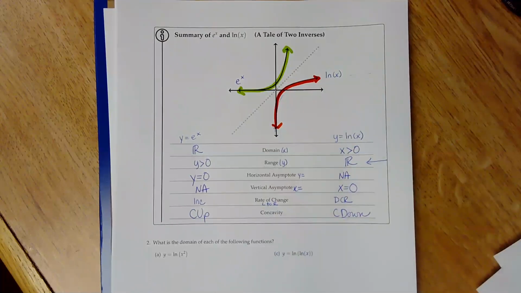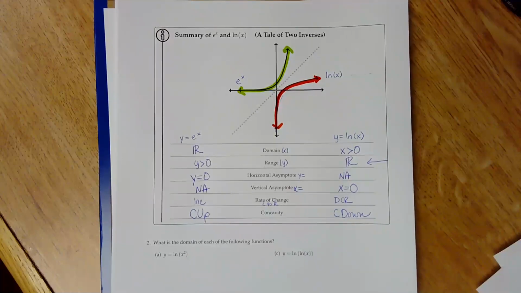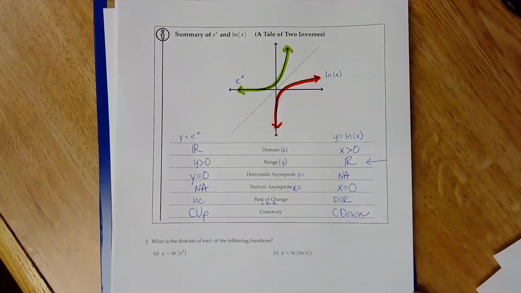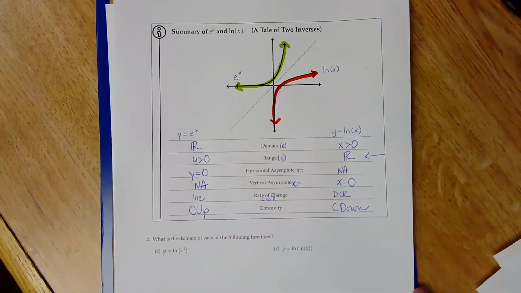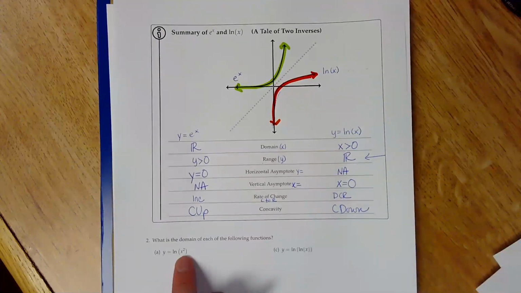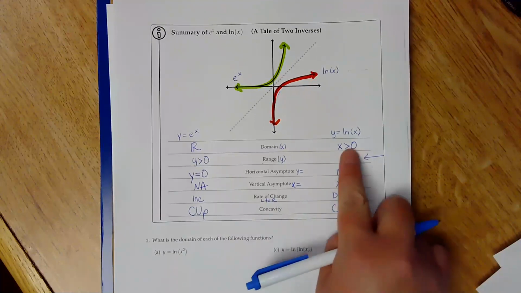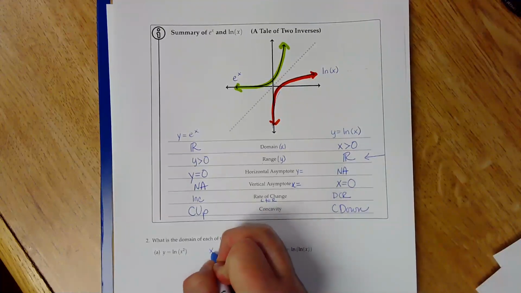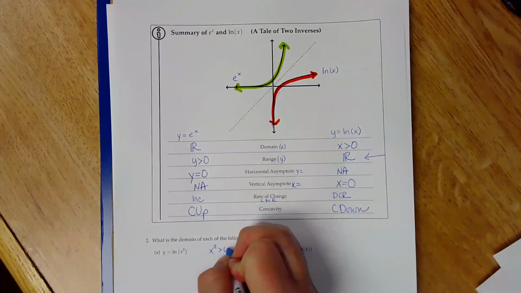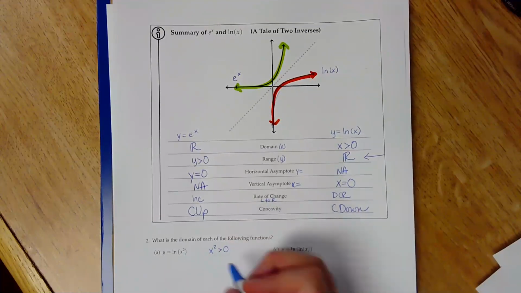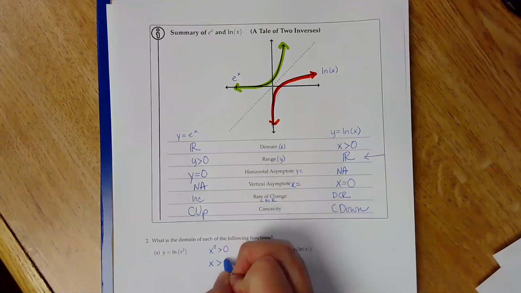And now we're going to use that information to figure out the domains of the following functions. So we'll start with y is equal to natural log of x squared. So we know that whatever is in here needs to be bigger than 0, or we're going to run into a domain issue here. So I need x squared bigger than 0. And that's going to happen if I take the square root of both sides when x is bigger than 0.